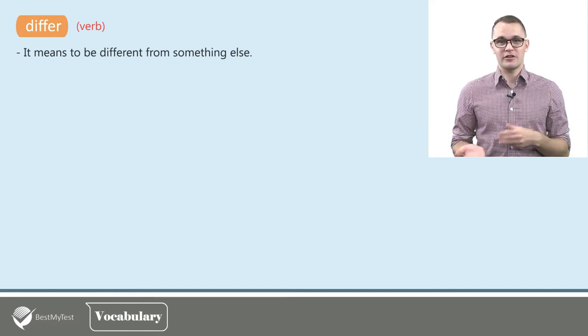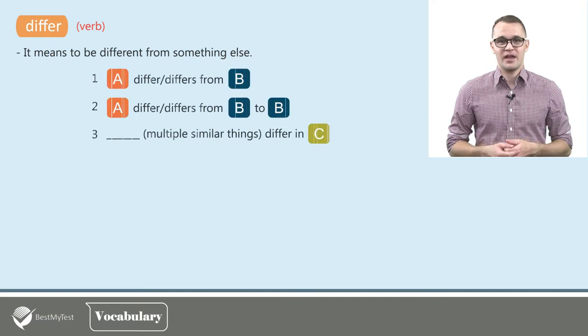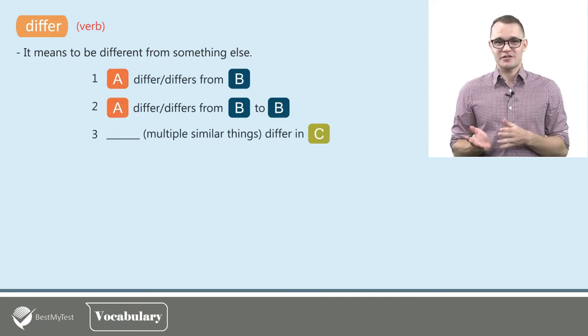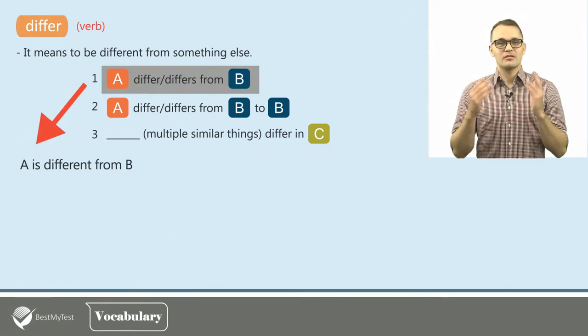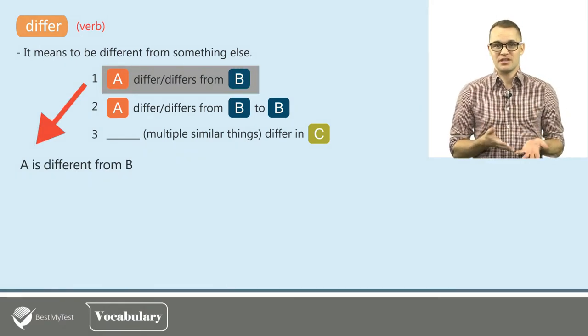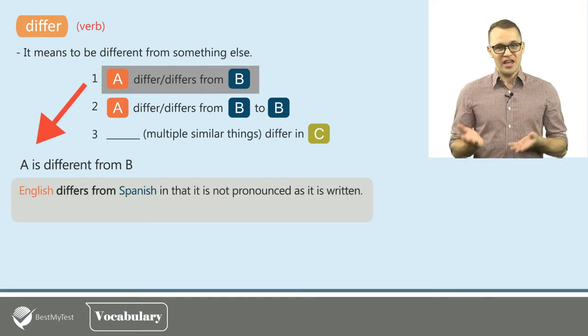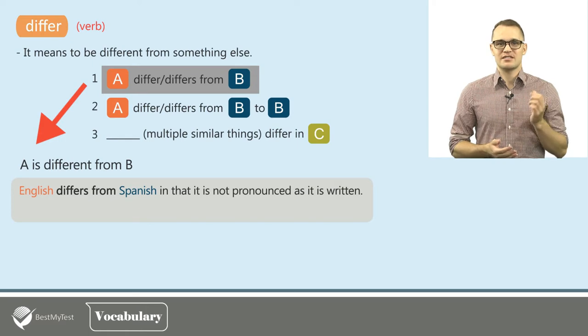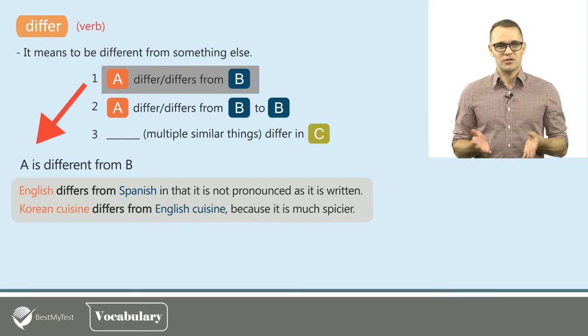You will often see the following patterns with the word differ. A differs from B. A differs from B to B. And multiple similar things differ in C. The first one, A differs from B, means that A is different from B. For example, English differs from Spanish in that it is not pronounced as it is written. Korean cuisine differs from English cuisine because it is much spicier.